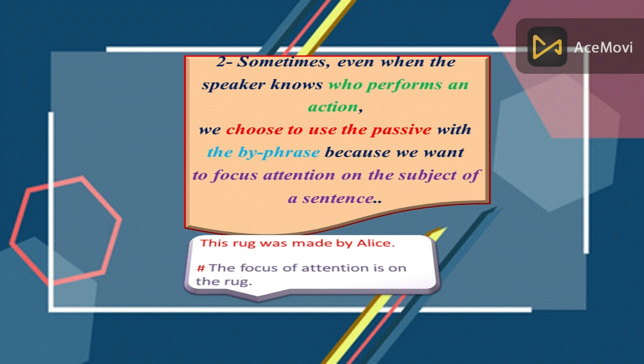Okay? So if you see a very beautiful rug and you talk about the making of it, you can say this rug was made by Alice because that is the main focus. So the focus of attention here is on the rug. Okay?